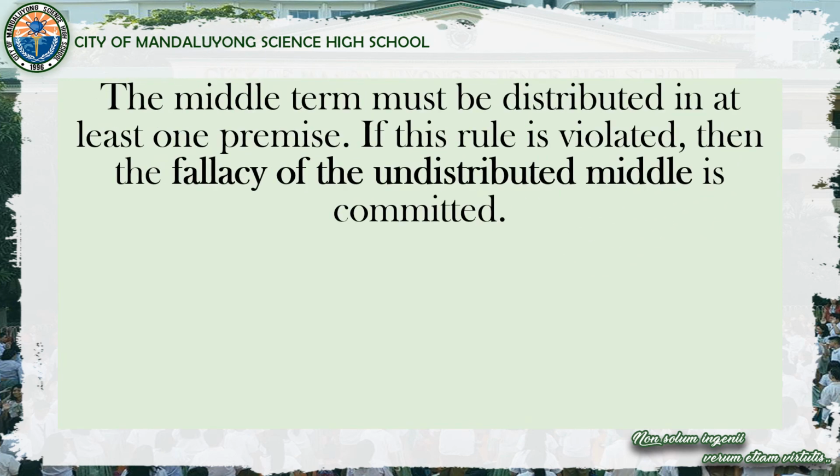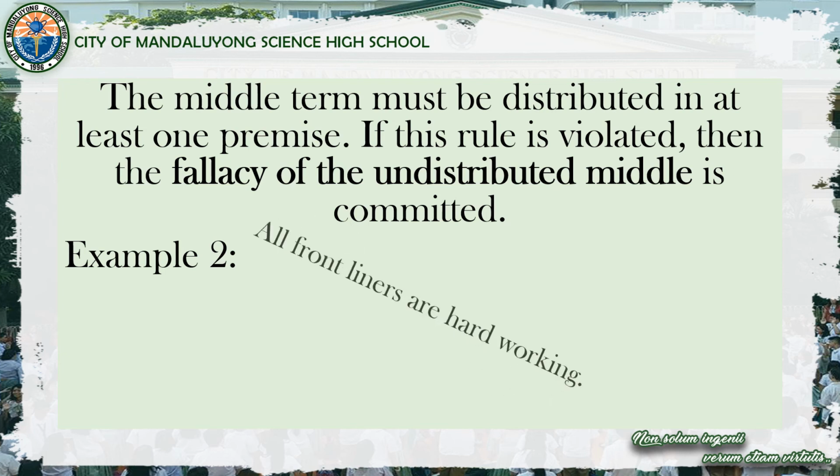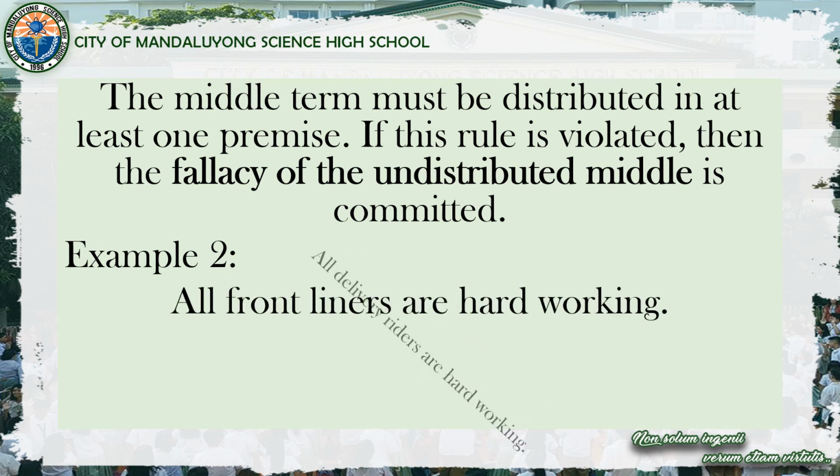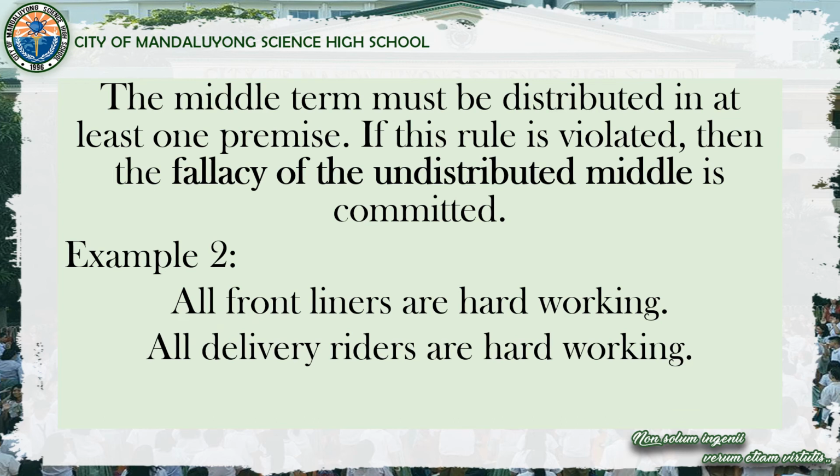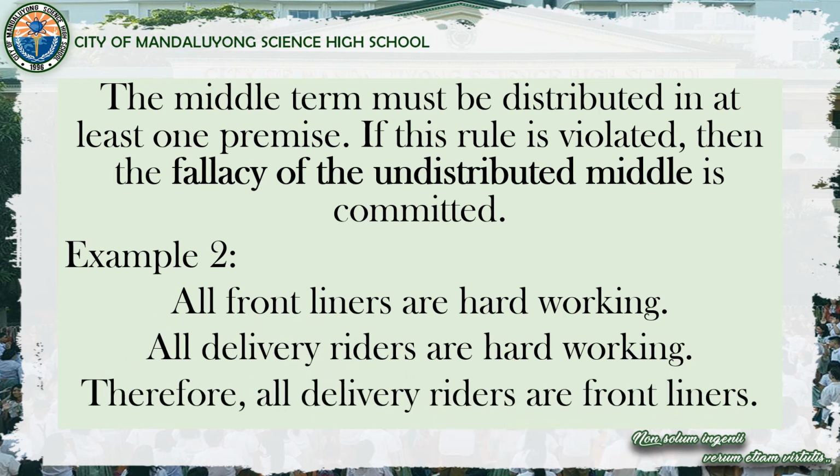Now, let's move to the next. The middle term must be distributed in at least one premise. If this rule is violated, then the fallacy of the undistributed middle is committed. For this example, all frontliners are hardworking. All delivery riders are hardworking. Therefore, all delivery riders are frontliners. So, dito, the fallacy of undistributed middle is committed because yung middle term na hardworking is undistributed in both premises. Okay?